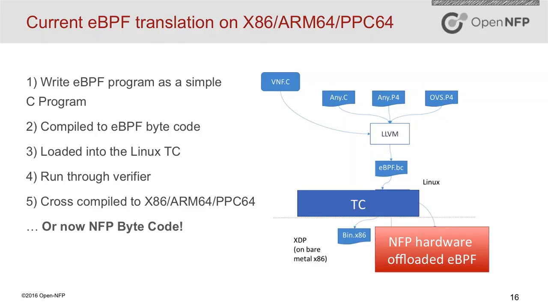When this gets loaded into the Linux TC, it's run through the static verifier to check the safety guarantees and whether the functionality in that eBPF program is supported by the TC. And then it is cross-compiled to the appropriate target architecture, and that might be x86, which would allow you to run it on the host CPU, or, in our case, into the bytecode for our Netronome SmartNIC.